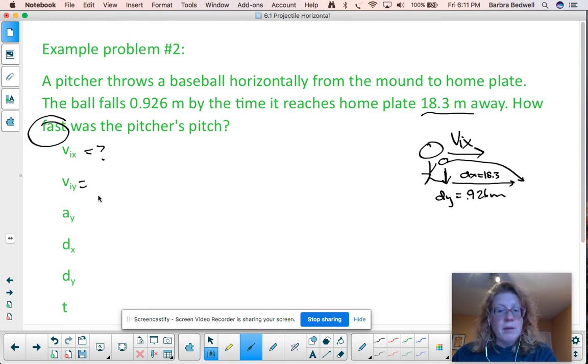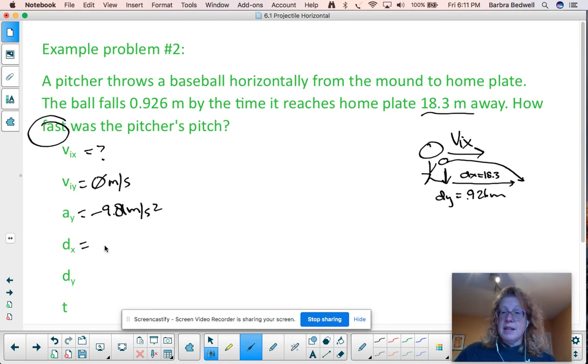viy, again in projectile motion, if it's going horizontally, viy is always going to be 0 meters per second. It's acting like a free fall problem. It isn't going anywhere vertically at the moment that it's being thrown horizontally. Okay, ay, the vertical component of acceleration, free fall, is negative 9.81 meters per second squared. dx in this case is given to us in the problem. It's going across to the home plate, 18.3 meters. dy is how far it's falling vertically, which is 0.926 meters.